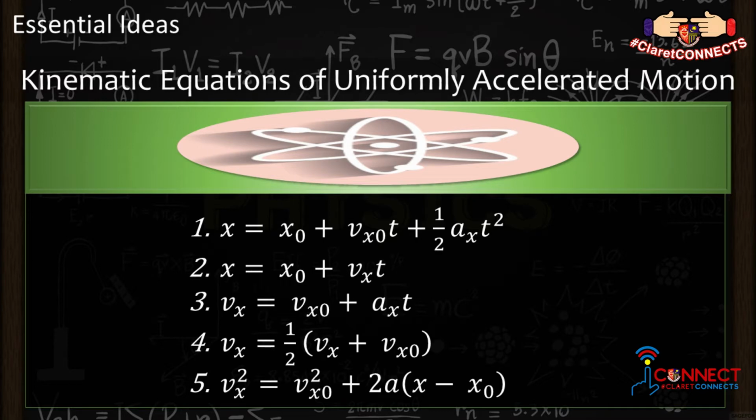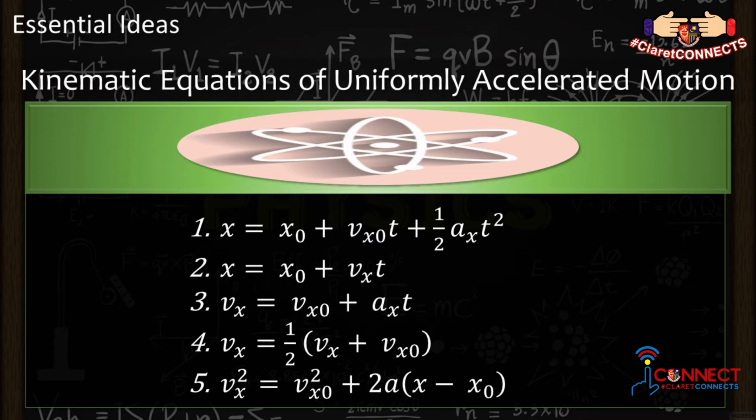The first equation is x is equal to x naught plus v naught times t plus 1/2 a t squared, followed by x is equal to x naught plus v sub x times t, which is just the basic velocity equation but derived using the displacement as the unknown. We also have the third equation. The final velocity is equal to the initial velocity, or v naught, plus the acceleration times its time, which is derived from the acceleration equation.